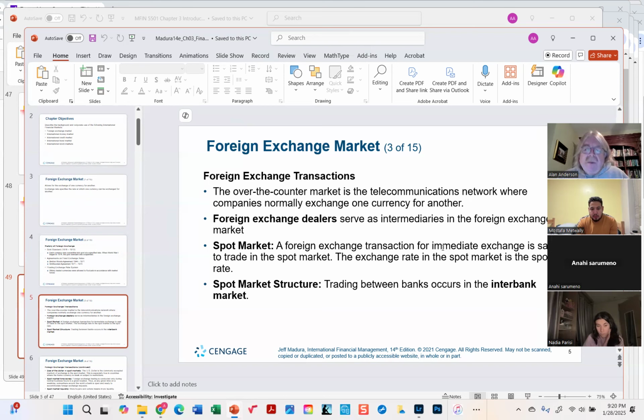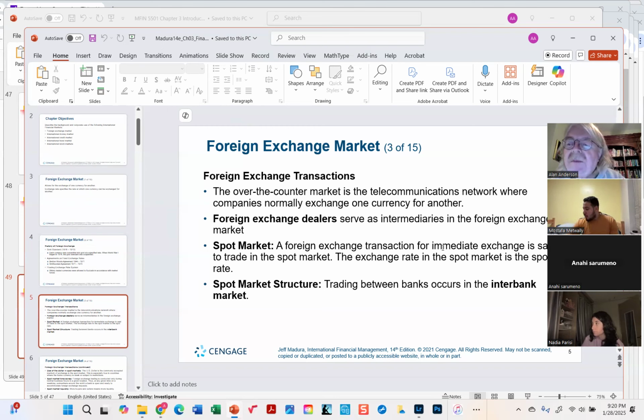Okay. Remember we talked about forward contracts before. That's referred to as the forward market, where currencies are paid for or bought for delivery in the future. If I buy a currency with the intention of taking delivery today, we call that the spot market. And the exchange rates in that market are called spot exchange rates.